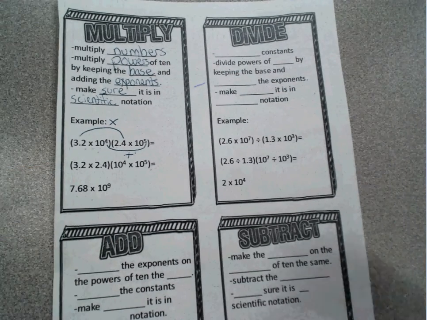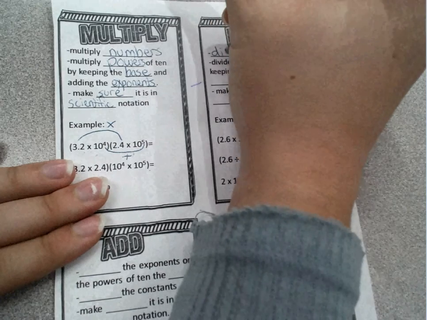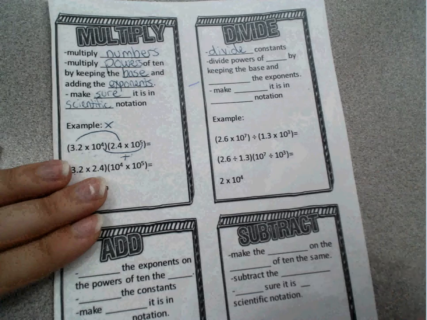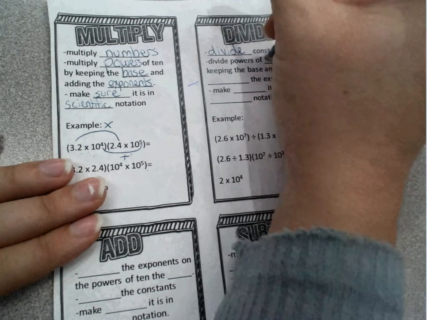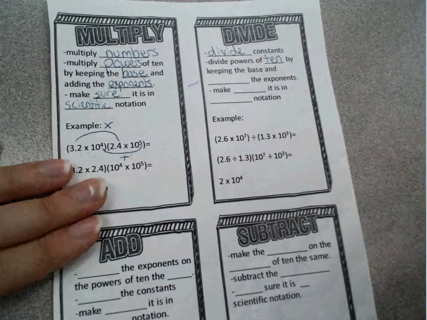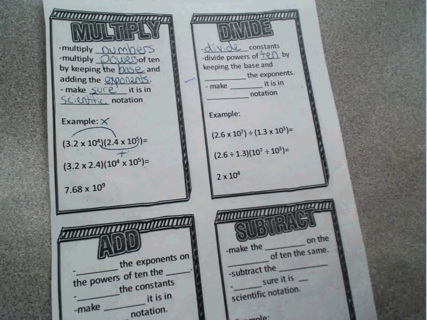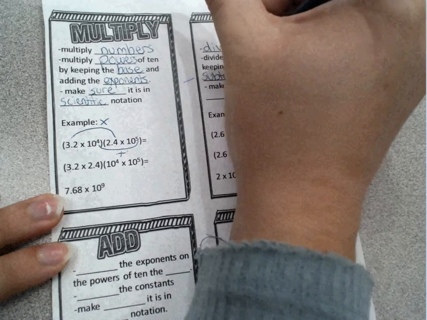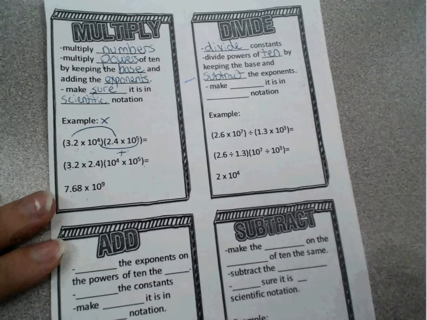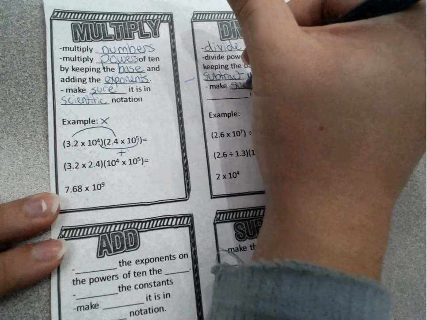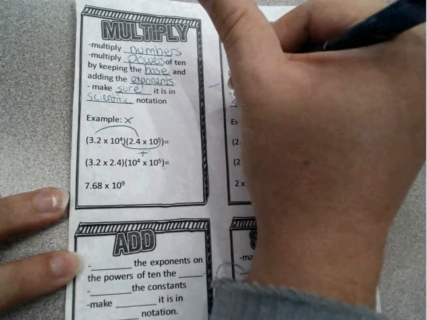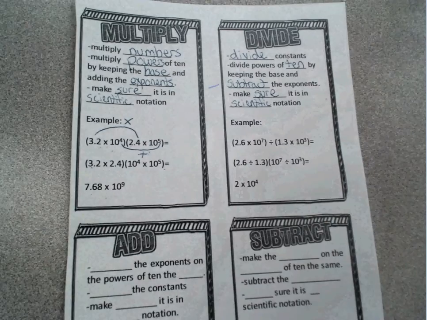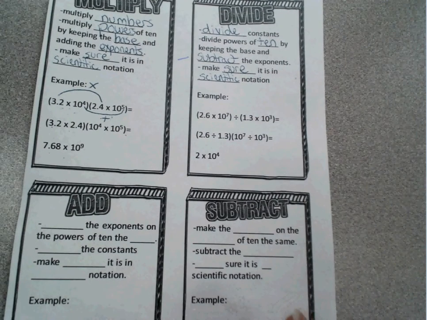Division is really similar. We divide the numbers, and then we divide the powers of 10, just like our exponent rules: we keep the base and subtract the exponents. And just like before, make sure it's in correct scientific notation. If you need to move the decimal at all, we'll look at examples where we have to do that.